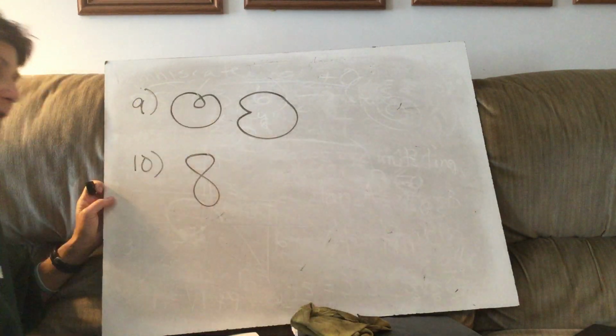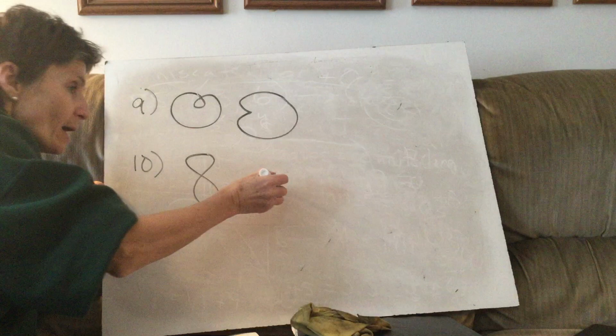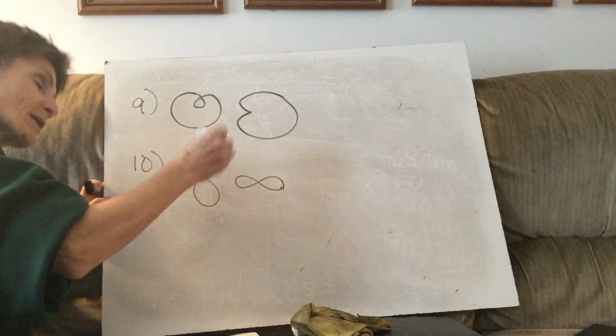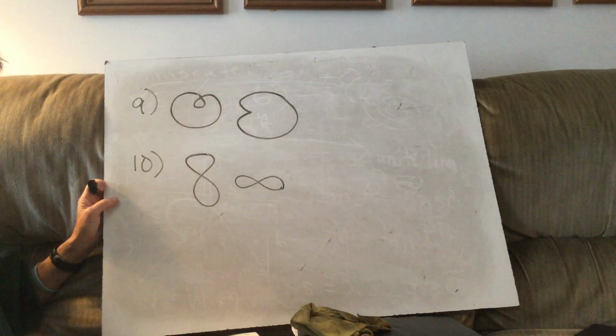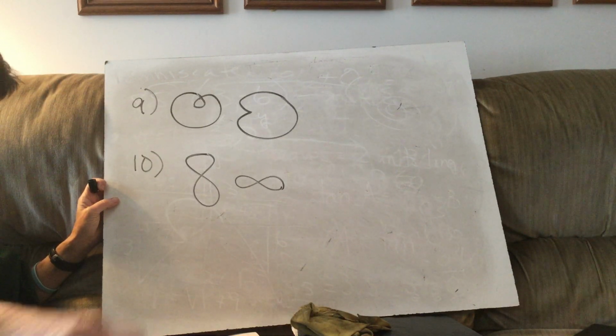Lemniscate, figure 8. So again, you can have it drawn this way, you can have it drawn sideways, you can have it drawn diagonally. Any kind of figure 8 would be a freehand lemniscate.